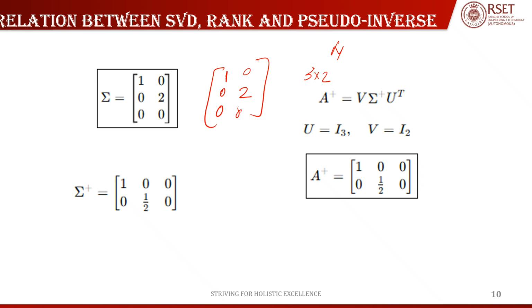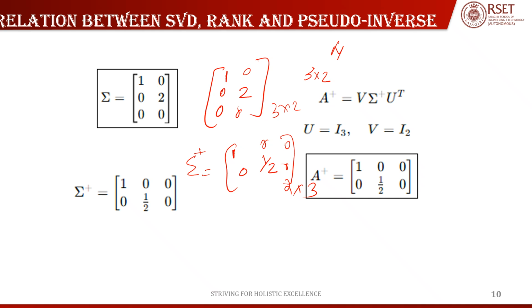And now how do you get sigma plus? You just transpose it, and take the reciprocal of the non-zero diagonal entries. So 1 by 1, here it will be 1 by 2. Then since it was 3 by 2, make it 2 by 3, with zeros elsewhere. This is how you get sigma plus.